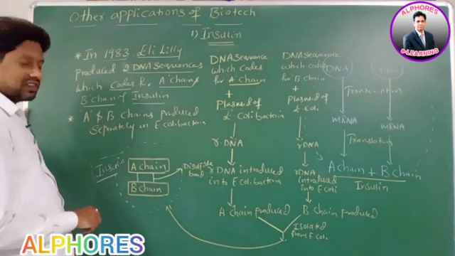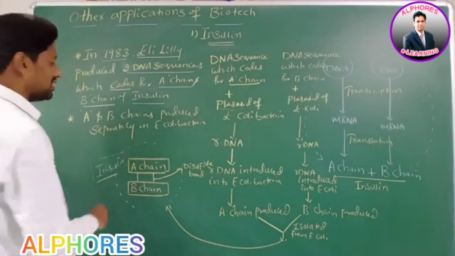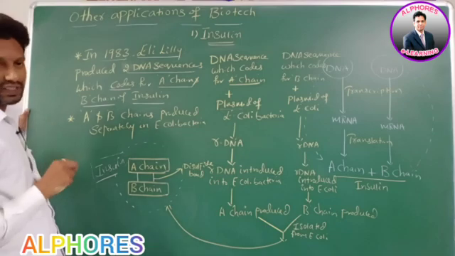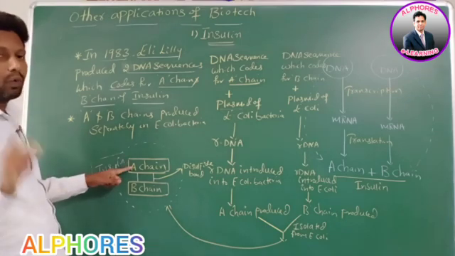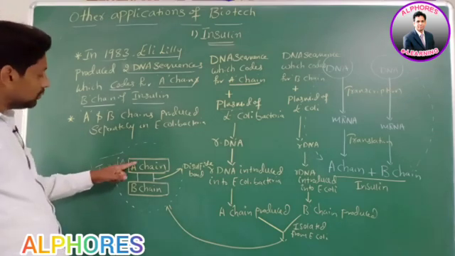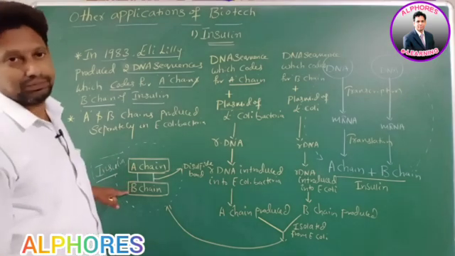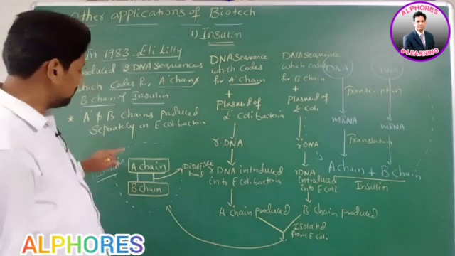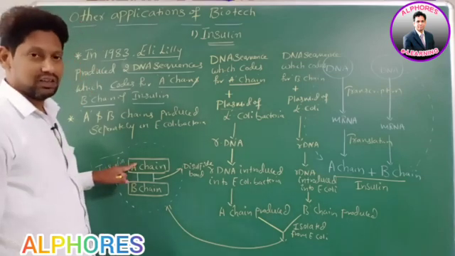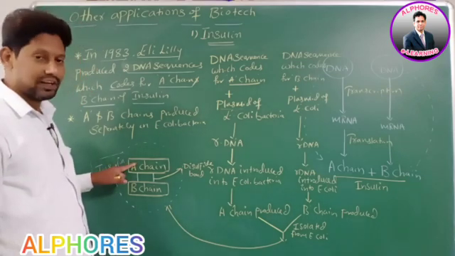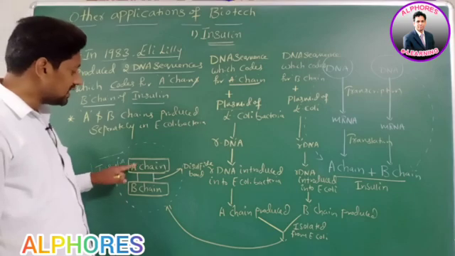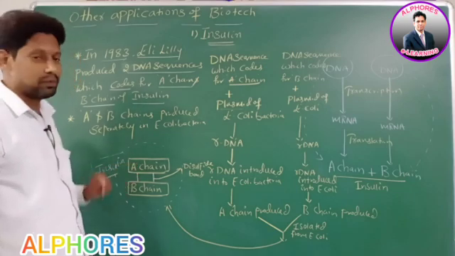Sir, this is which chain? A chain. Within A chain, one disulfide bond is present. In between A chain and B chain, two disulfide bonds are present. Is this statement okay? Within A chain, one disulfide bond is present. In between A chain and B chain, two disulfide bonds are present.